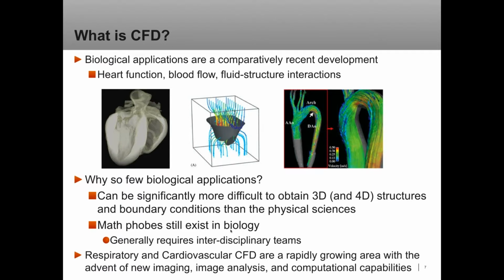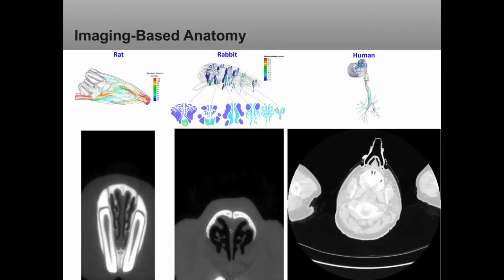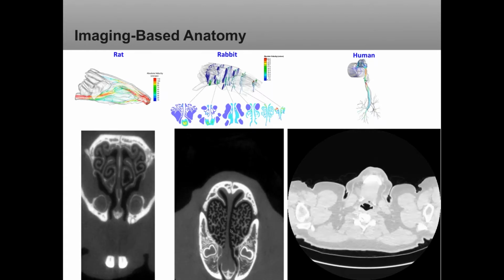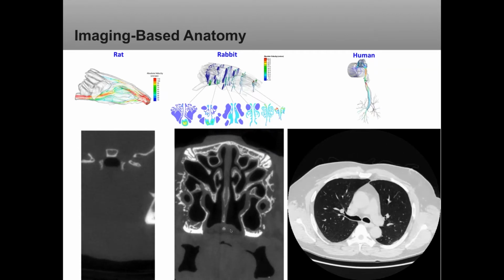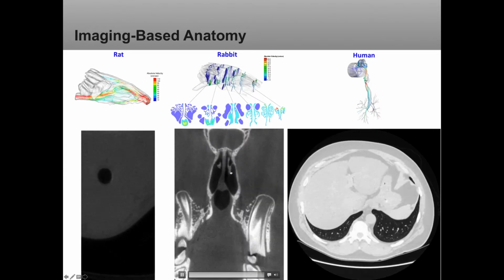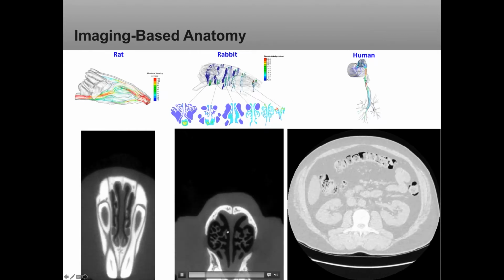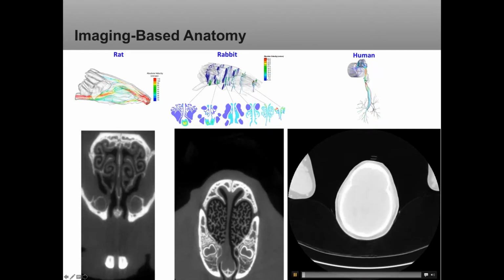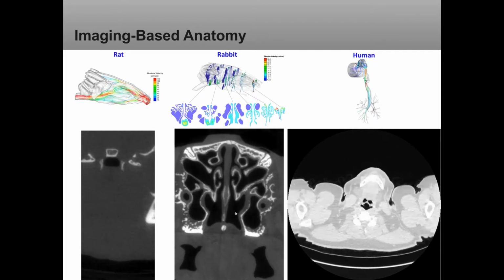So over the past 15 or so years, respiratory and cardiovascular CFD models have become a rapidly growing area with the advent of new imaging and image analysis tools that I'll talk about later. So moving to the anatomy of the respiratory system, here I'm showing CT scans of the rat, the rabbit, and the human, starting at the tip of the nose and moving down through the upper conducting airways. What you'll see in dark are the actual airways. And with these new imaging techniques, we can now effectively construct 3D airway anatomy quite easily and readily, whereas 15 to 20 years ago, this was not possible.